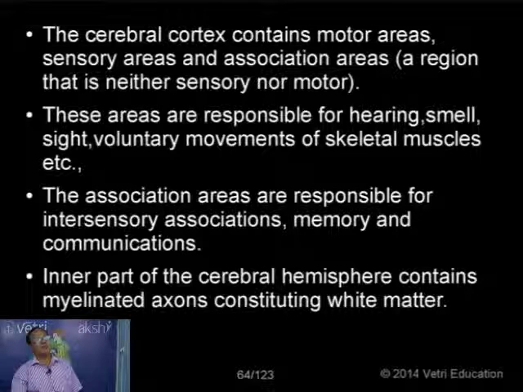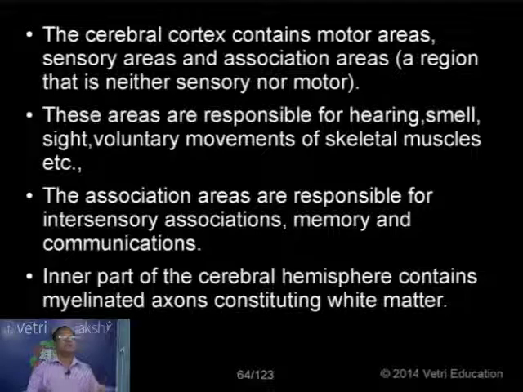In the white matter, here and there we can have collections of cell bodies which together form what are called nuclei. The word nuclei refers to nothing but collections of cell bodies found scattered here and there in the medullary region, or in the white matter.